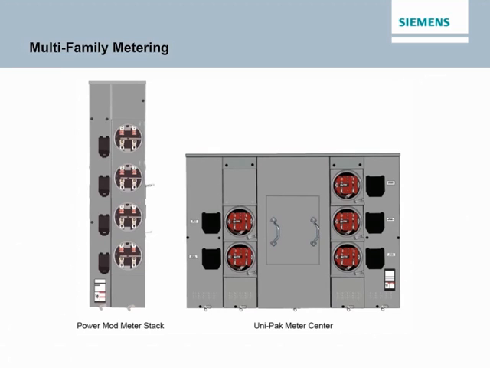Unipack meter centers are an option for multifamily dwellings. These are self-contained systems with 2 to 6 meter compartments. Individual branch circuit breakers for each tenant are located in a separate compartment adjacent to each meter socket.